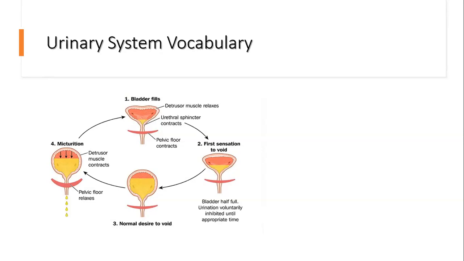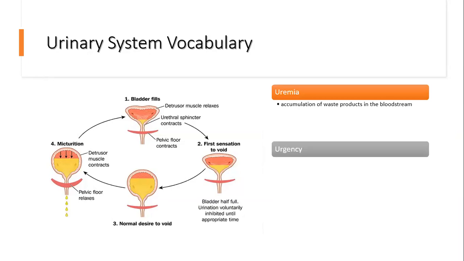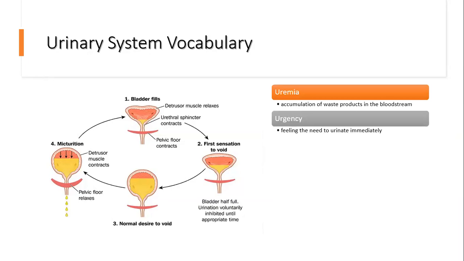Normal desire to void comes when the bladder is more filled with urine. And micturition: the detrusor muscle contracts, and the pelvic floor and urethral sphincter relax also, so the body can urinate or void. Uremia, accumulation of waste products in the bloodstream. Urgency, feeling the need to urinate immediately without delay.